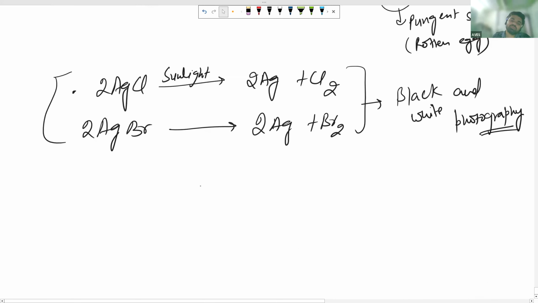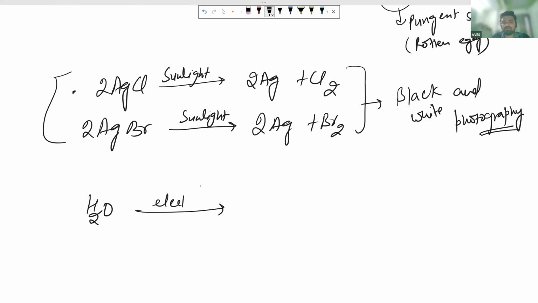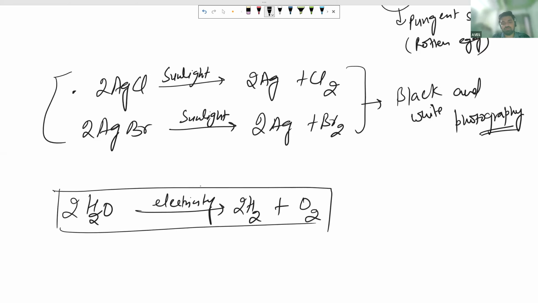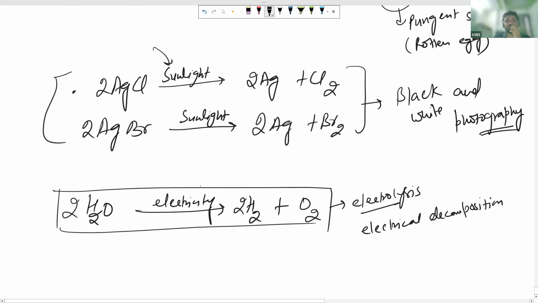Another decomposition reaction is this, which is also by sunlight. Now H2O, water, when you use electricity on it, will give you H2 plus O2. Hydrogen gas will be evolved, and this is known as electrolysis or electrical decomposition. Because the earlier reactions use sunlight, they are known as photo decomposition.